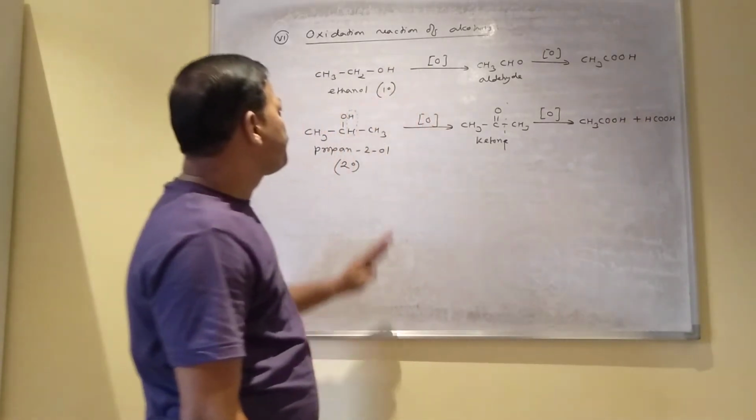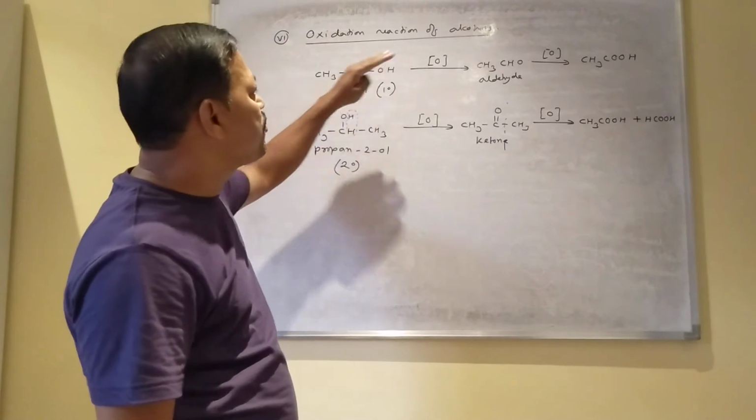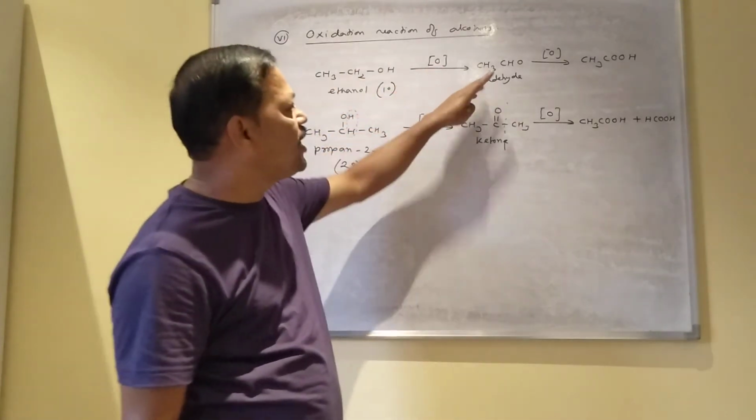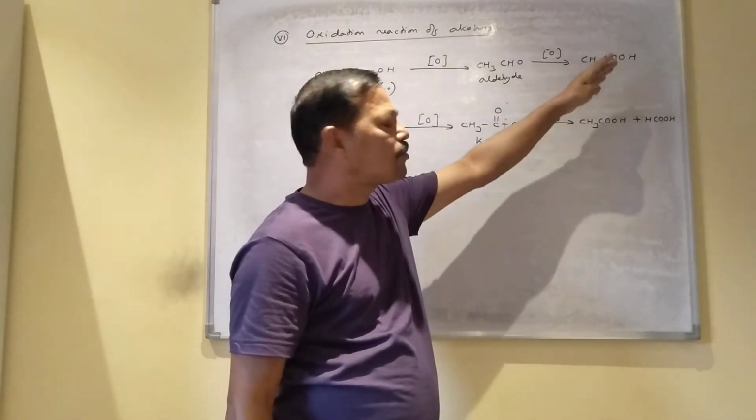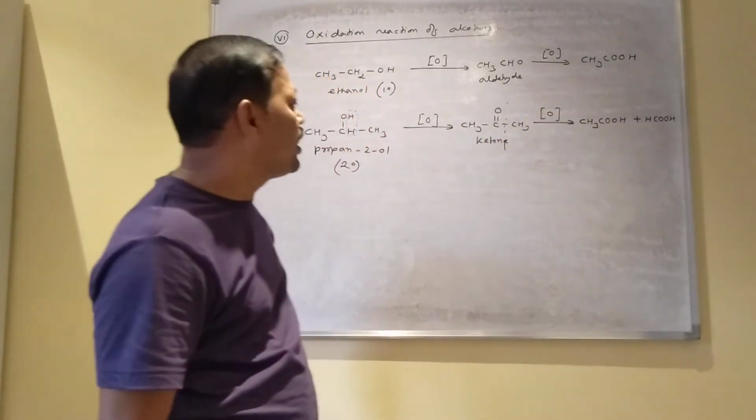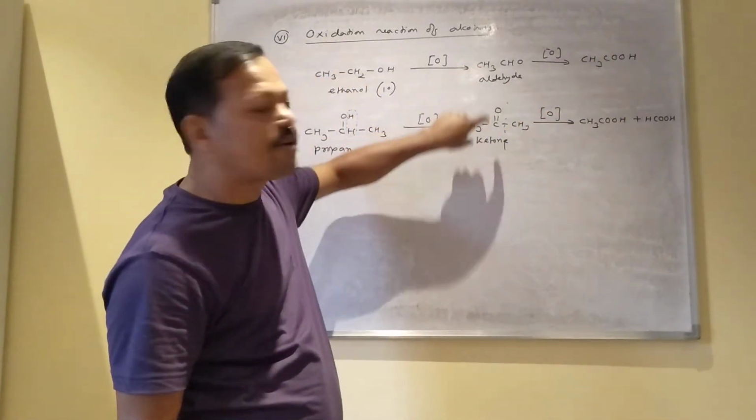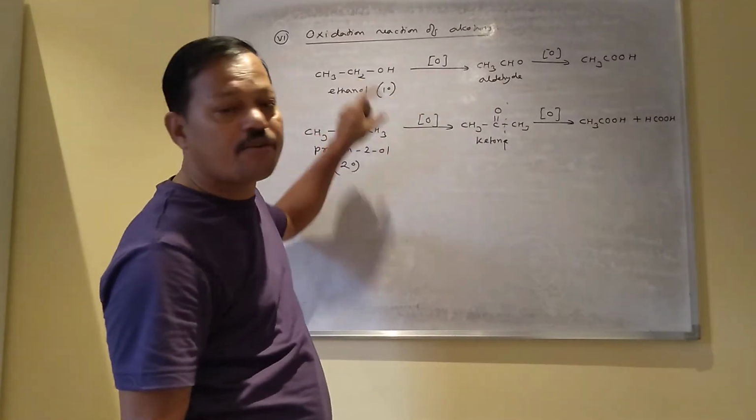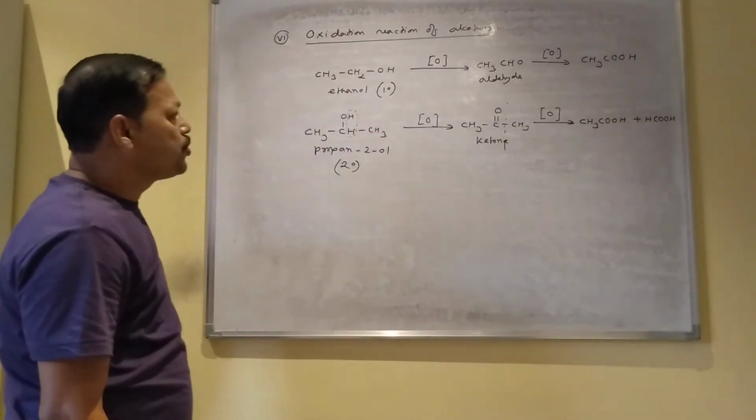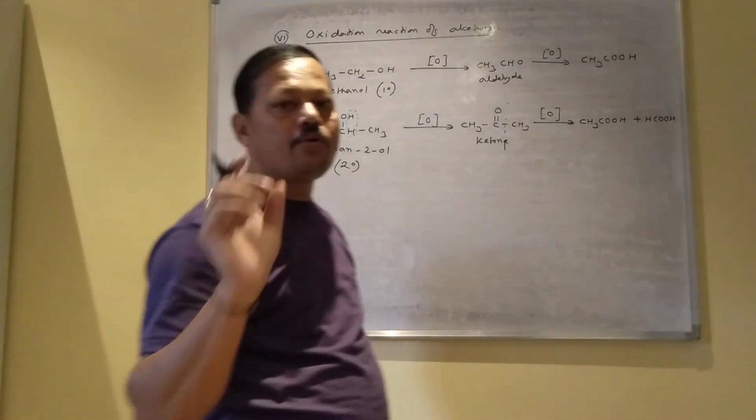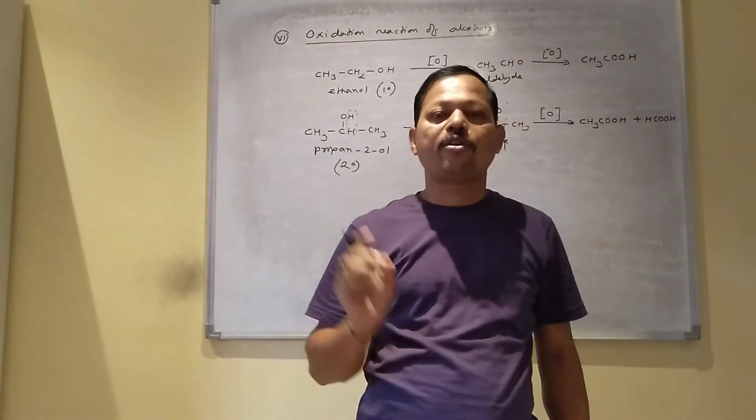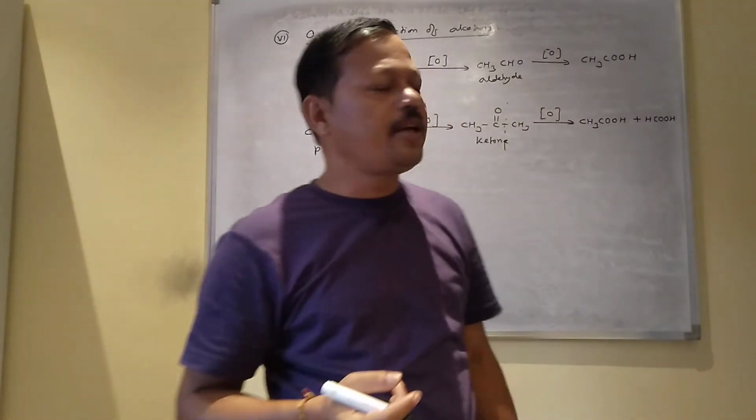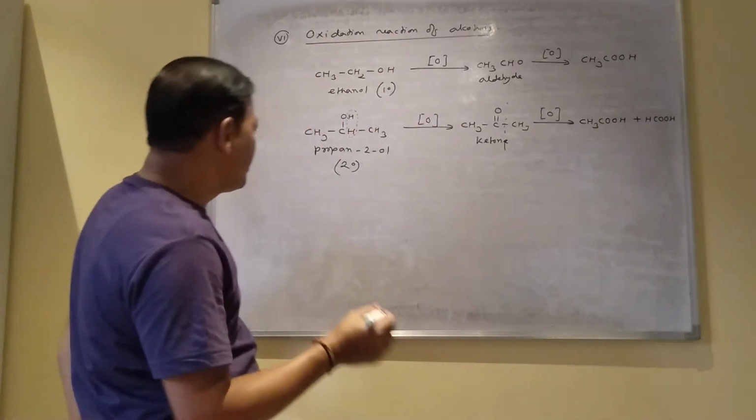So alcohol on first oxidation gives aldehyde or ketone, and on further oxidation it will give carboxylic acid. That is why aldehyde and ketone are called the first oxidation products of alcohols. So always remember, when alcohol undergoes oxidation it produces aldehyde or ketone, and on further oxidation aldehyde or ketone gives carboxylic acid.